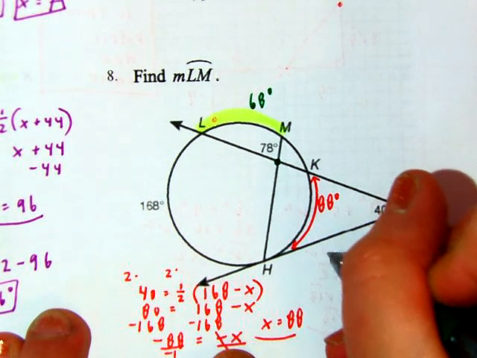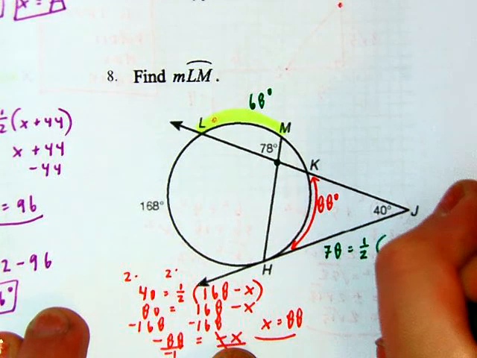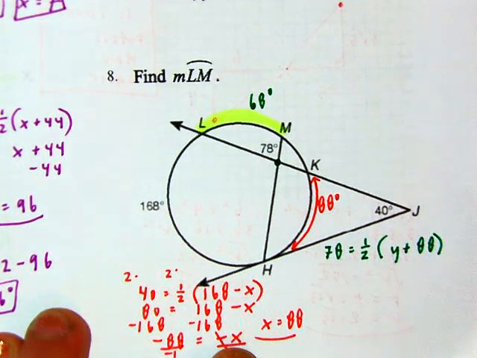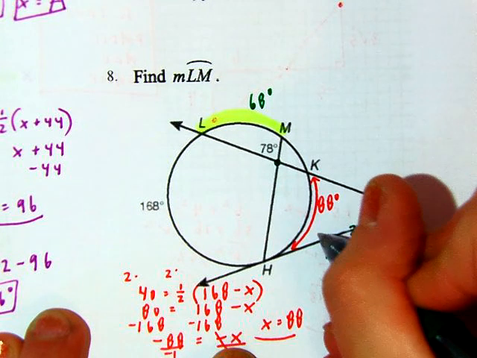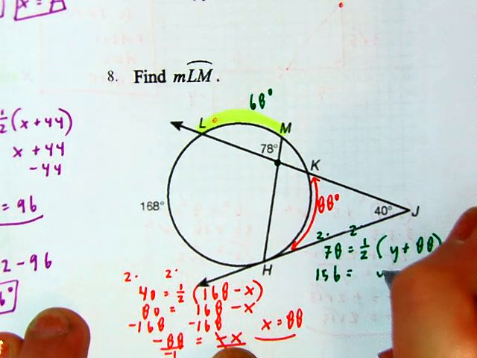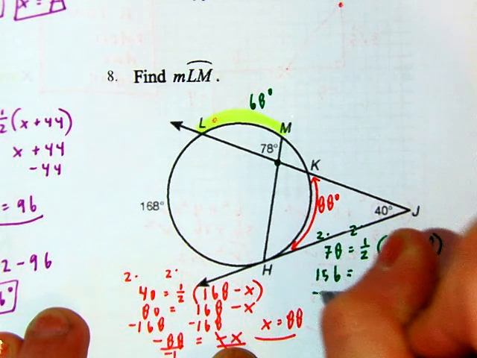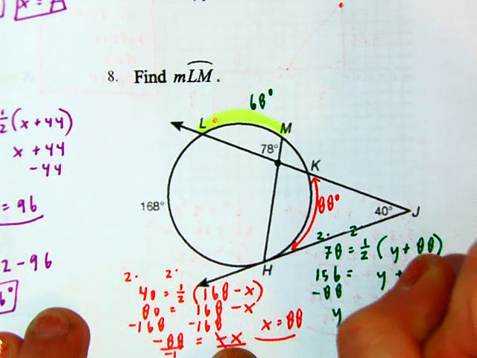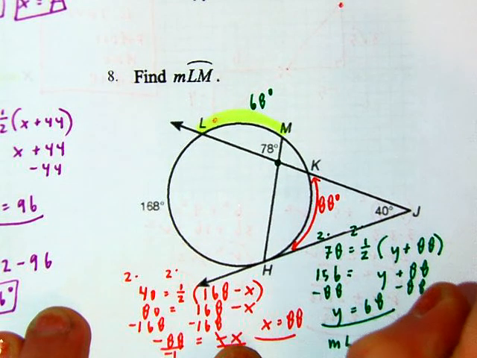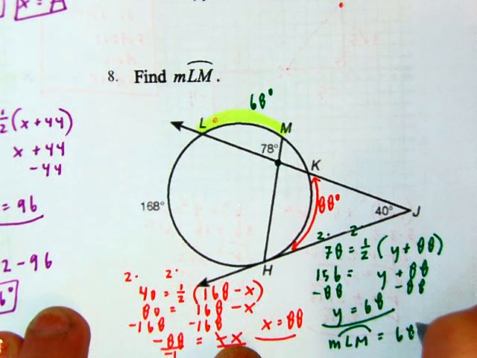but just to confirm it, let me remind you, you can make an equation. Right, 78 is 1/2 the sum of, I'll call it y, and 88. Okay, clear the fraction, double each side. So 156 equals y plus 88. And then take away the 88 from each side, and y equals 68. So the measure of arc LM is going to be 68 degrees.